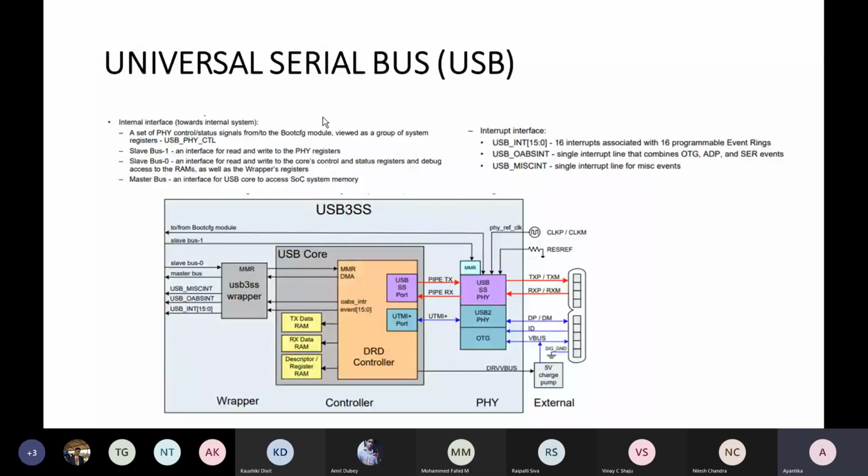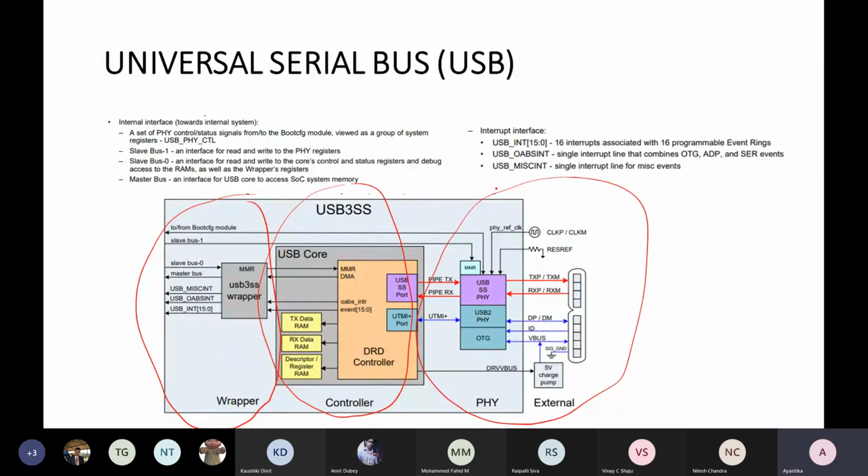Started talking about USB. So that is the universal serial bus. This is a layout of USB that we are talking about. There we have seen that there are mainly three main modules present: one is a wrapper, one is a controller, and one is the PHY module, which is basically the physical module, which takes care of translating data to its suitable USB form.